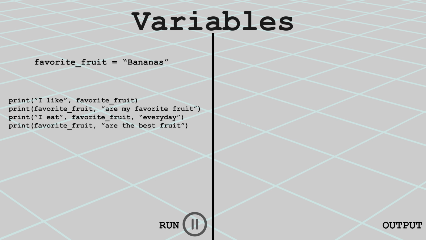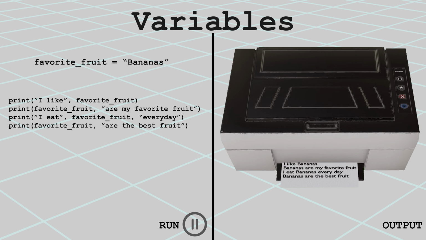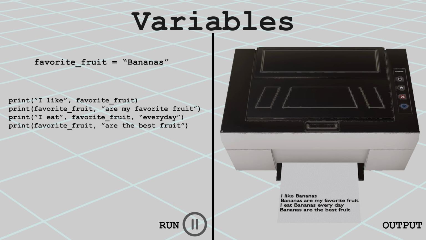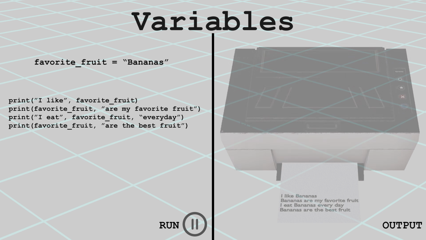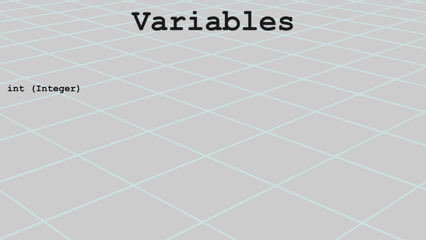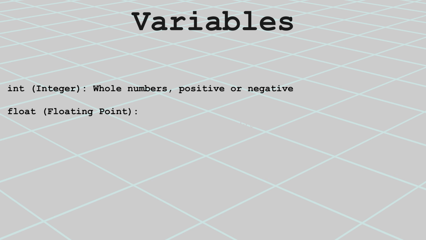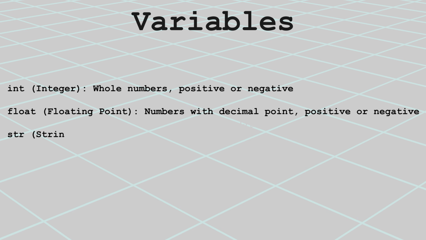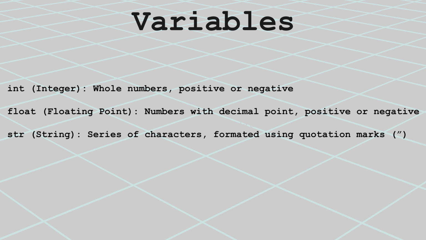Now if we run our code, we will print 4 statements about how bananas are our favorite fruit instead of apples. There are multiple types of data that we can assign as a variable. Integers are whole numbers that can be positive or negative. The floating point are numbers including a decimal point that can also be positive or negative. A string is a series of characters formatted using quotation marks, and a boolean is 2 values either being true or false.